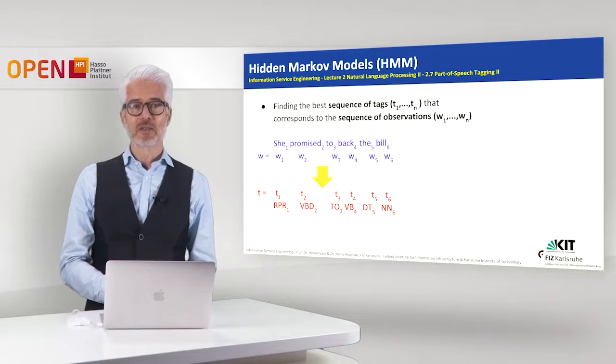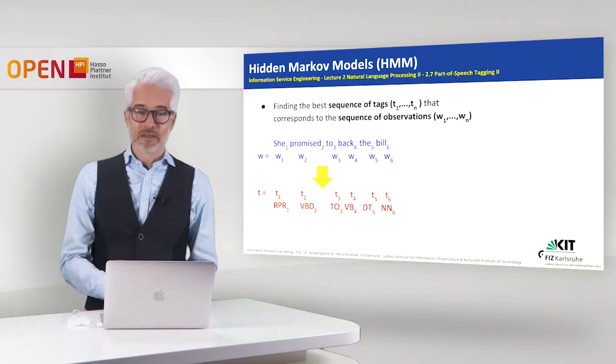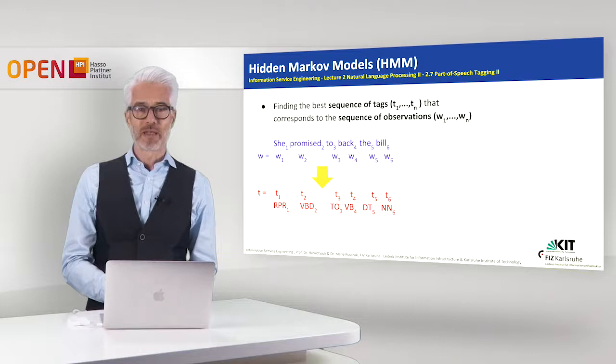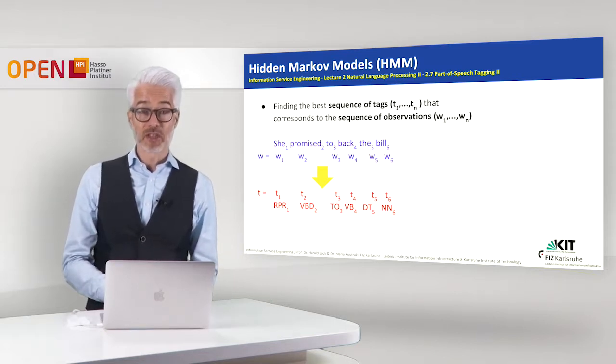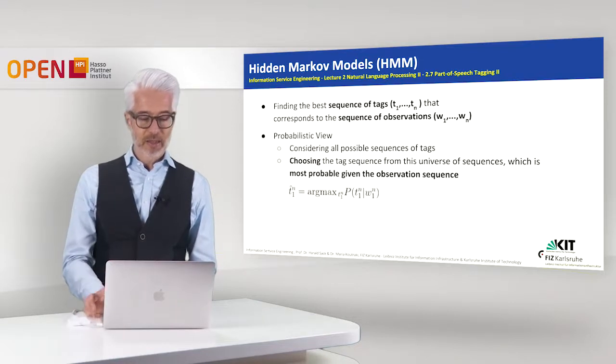You see here, you have a sentence consisting of single words. She promised to back the bill. 6 words. And of course, we want to derive a tag sequence. You see here 6 tags, starting with a pronoun, followed by a verb, which is in the past tense, and so on and so on. So you have a tag sequence that should be derived from an observation sequence, from a word sequence. This exactly we want to achieve based on the hidden Markov model.